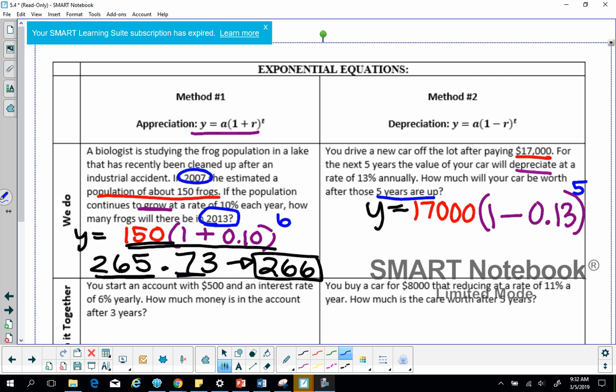What do you guys end up getting for this one? What is it? 847.31. Did the rest of you guys get that? Seems a little low. I got 14,700.